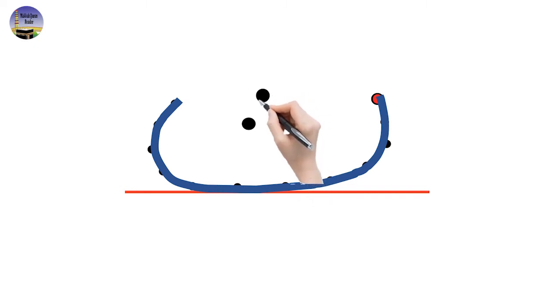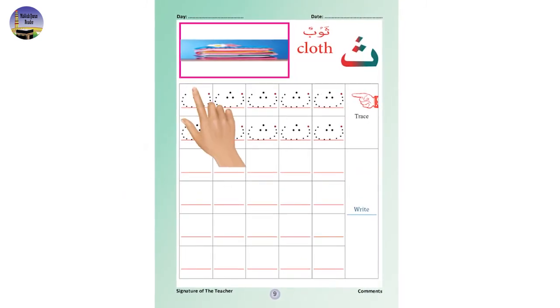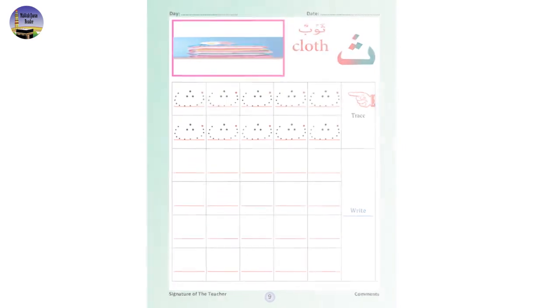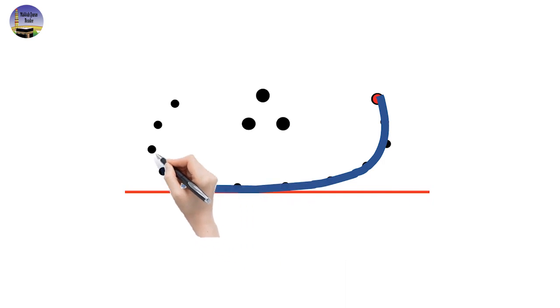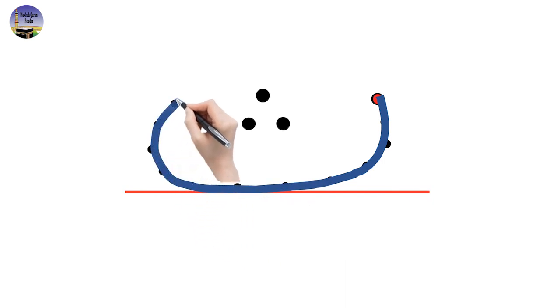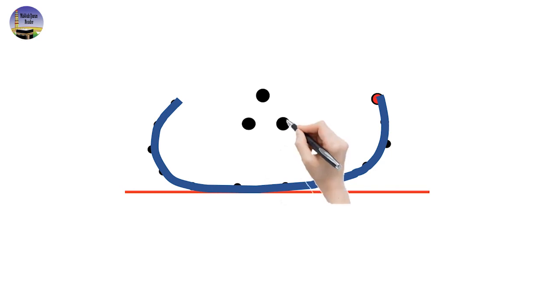Sa. Sa for saubun. Arabic starts from the right side. Start from the red dot, make a curve, go left, touch the red line, make another curve, and give 3 dots above the letter. Sa. Sa for saubun. Saubun means cloth.